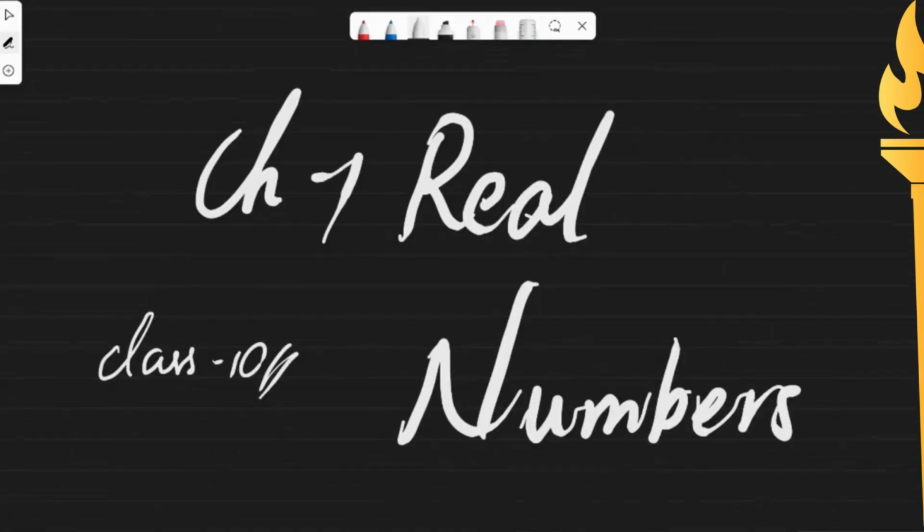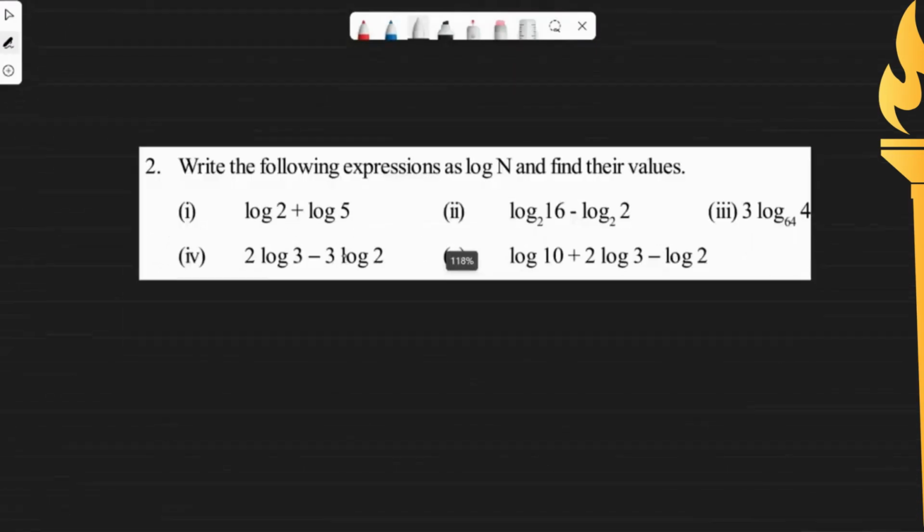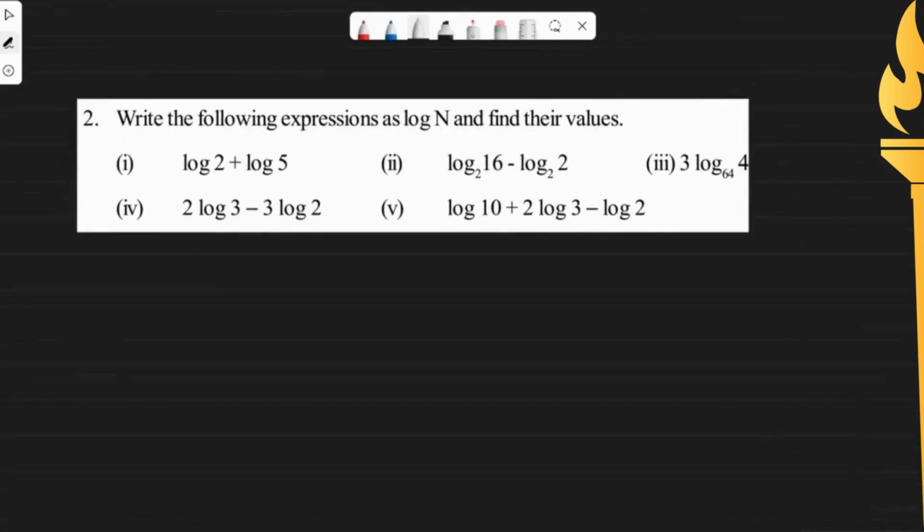Next sum. So we have second sum of exercise 1.5 here. It is to write the following expressions as log n and finding their values if possible. So before starting, let's have a few formulas.